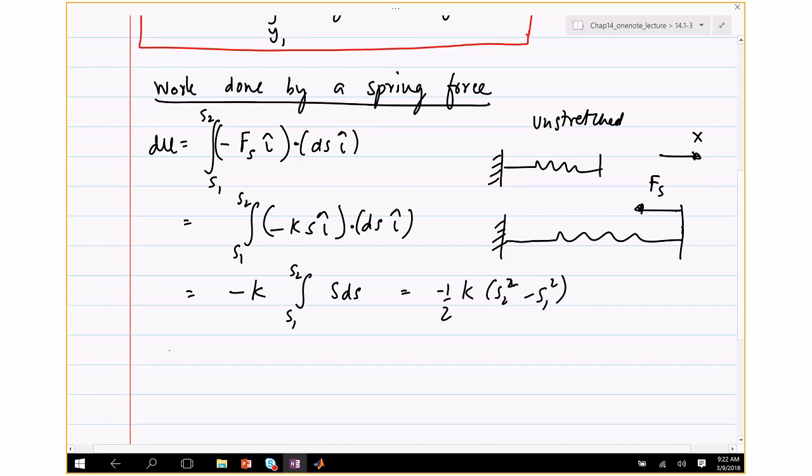So the work done is minus half k (S2 square minus S1 square).